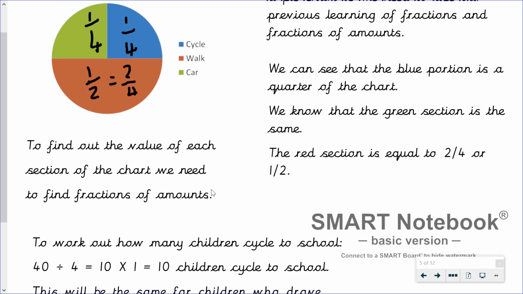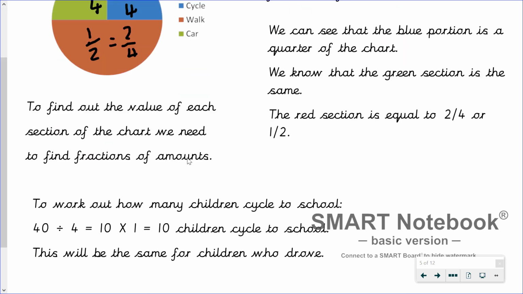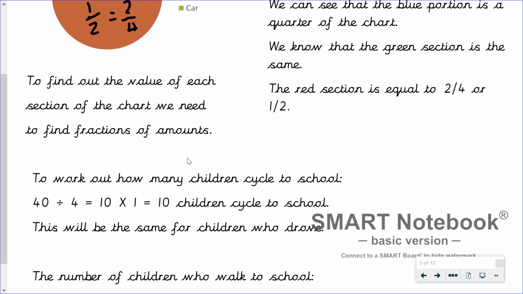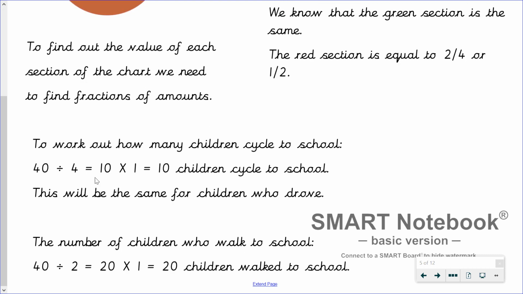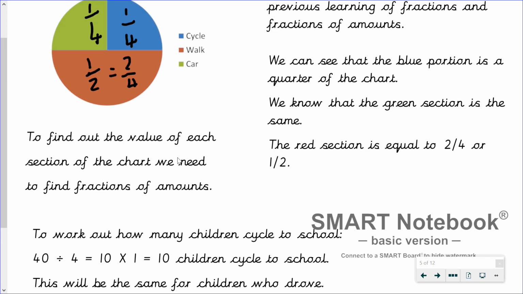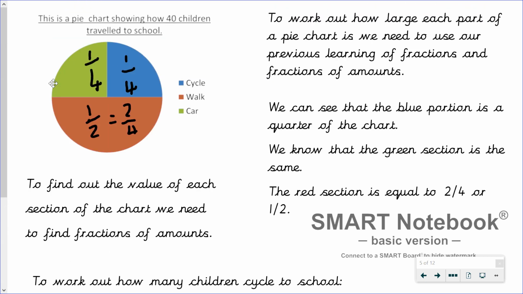So to work out how many children cycle to school, we've got a quarter. There are 40 children. So I divide that 40 children and split them into 4. So I split them into a quarter, which is 10, and then I times that by the numerator. Now the numerator in this case is 1, so 10 times 1 is 10. So 10 children cycle to school. I could then work this one out, but it's exactly the same calculation. So 10 children, we can say again, get the car to school.